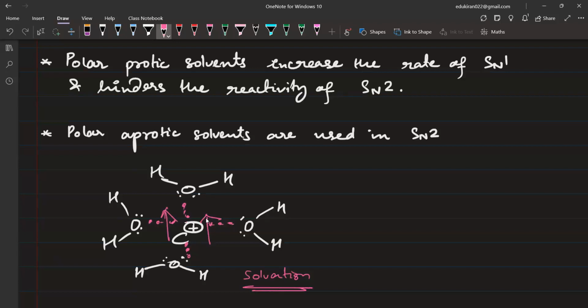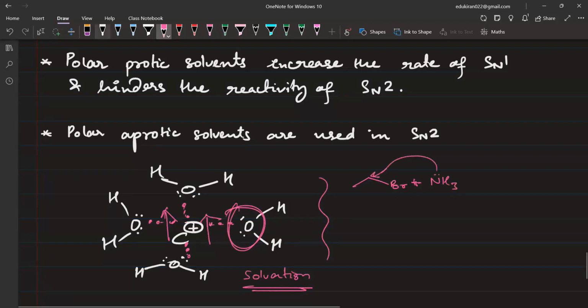It hinders the reactivity of SN2 because when you have polar protic solvent, you can see that it has lone pair electrons, water. Now suppose you want to carry out a reaction like this, R-Br plus, let us suppose you are having ammonia, NH3. You want NH3 to attack this particular carbon atom. And then you are also using water here. So what will happen here? Now there will be a competition.